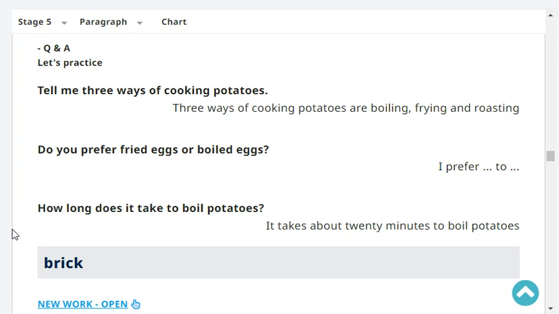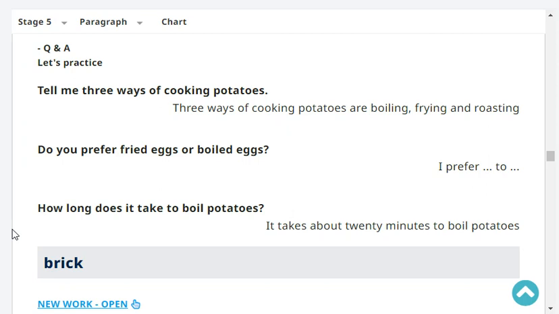Tell me three ways of cooking potatoes, please. Three ways of cooking potatoes are boiling, frying, and roasting. Do you prefer fried eggs or boiled eggs? I prefer fried eggs to boiled eggs. Very good.